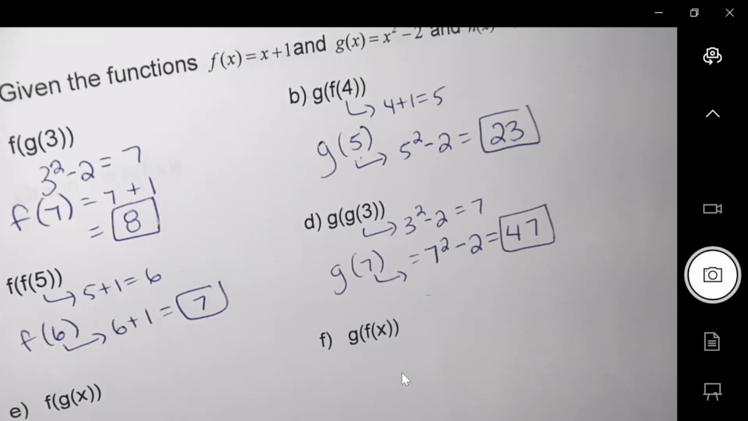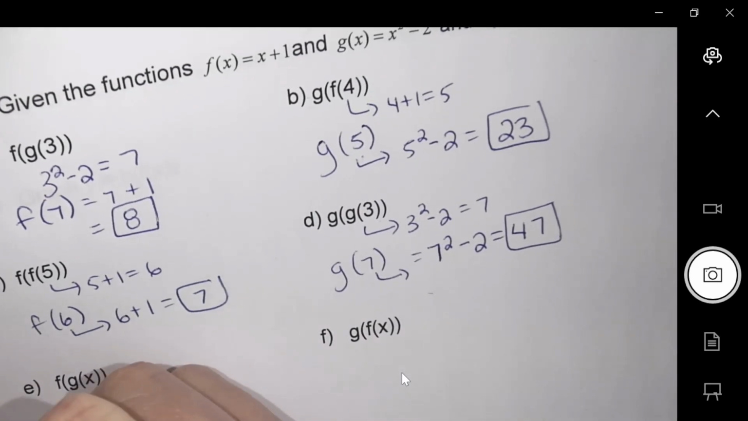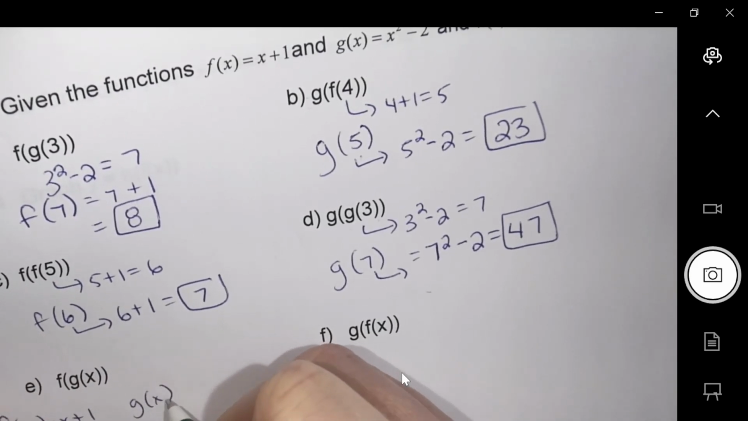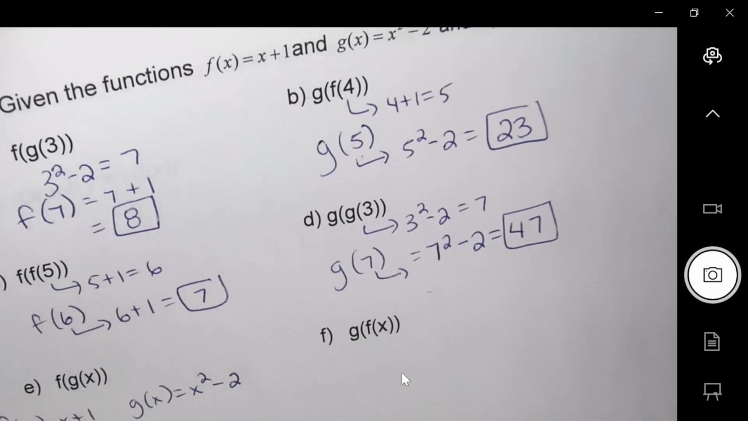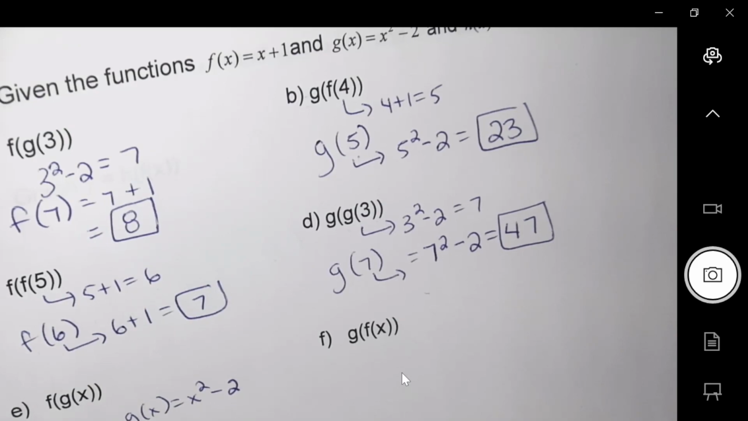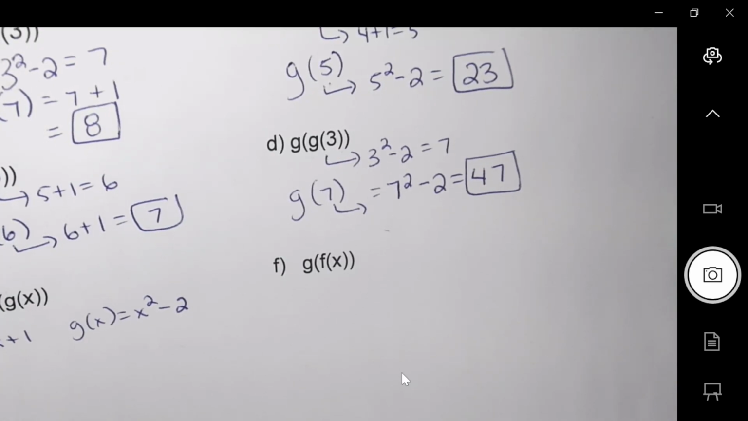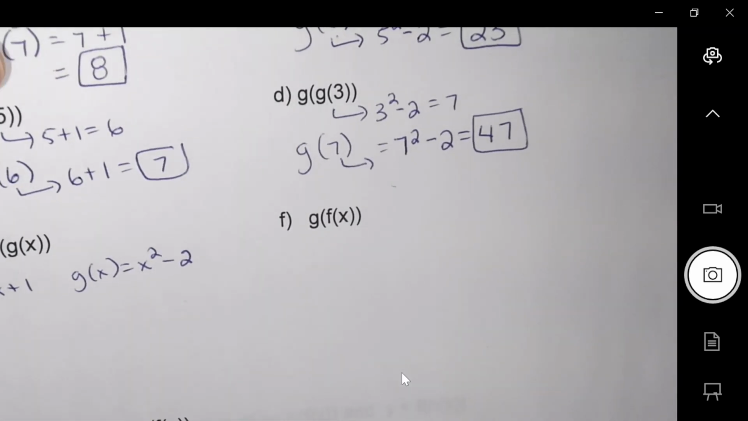8, 23, 7, 47. Good with those numbers? 8, 23, 7, 47. No one's saying otherwise, so I'm going to assume somebody's matching. Okay.